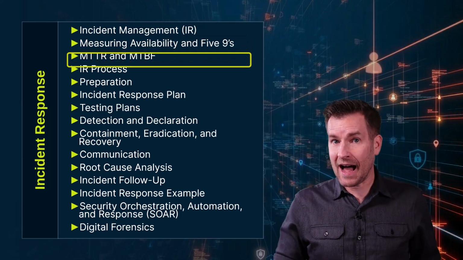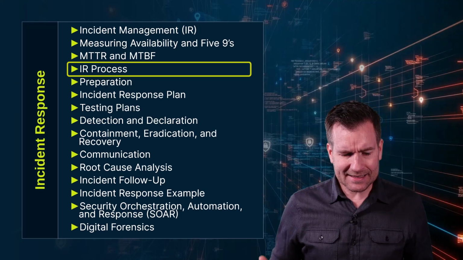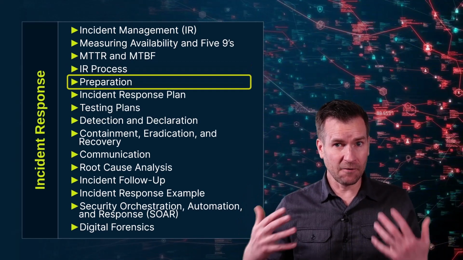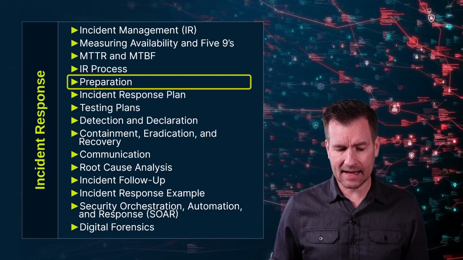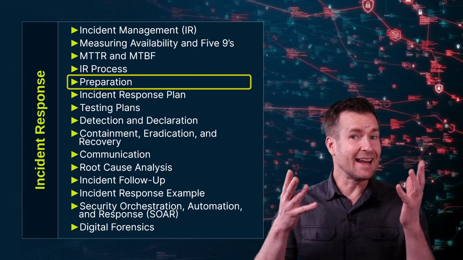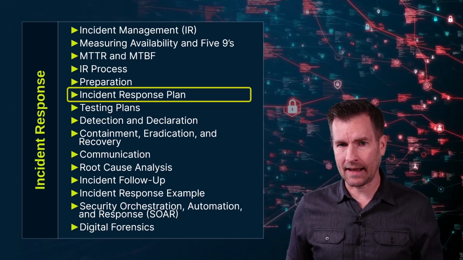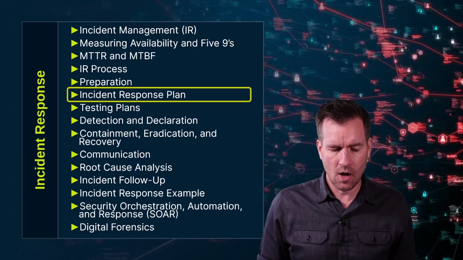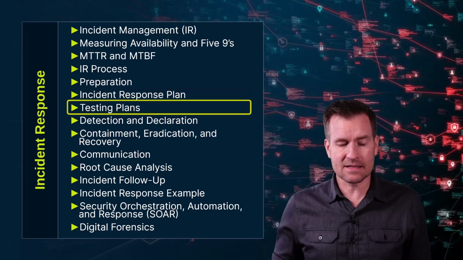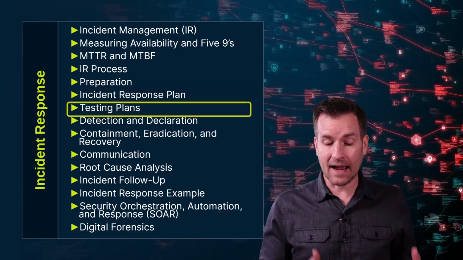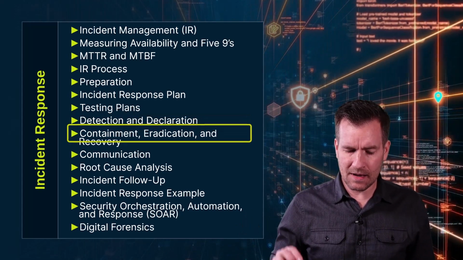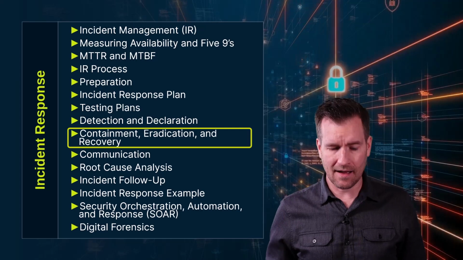We'll talk about the incident response process and what the incident response process looks like, how we can prepare for success by doing some things ahead of time, how we would create an incident response plan that would help us plan out how we're going to do incident response. We're going to get into testing plans and what testing plans look like, detection and declaration of an incident. We're going to get into containment, eradication, and recovery of incidents.